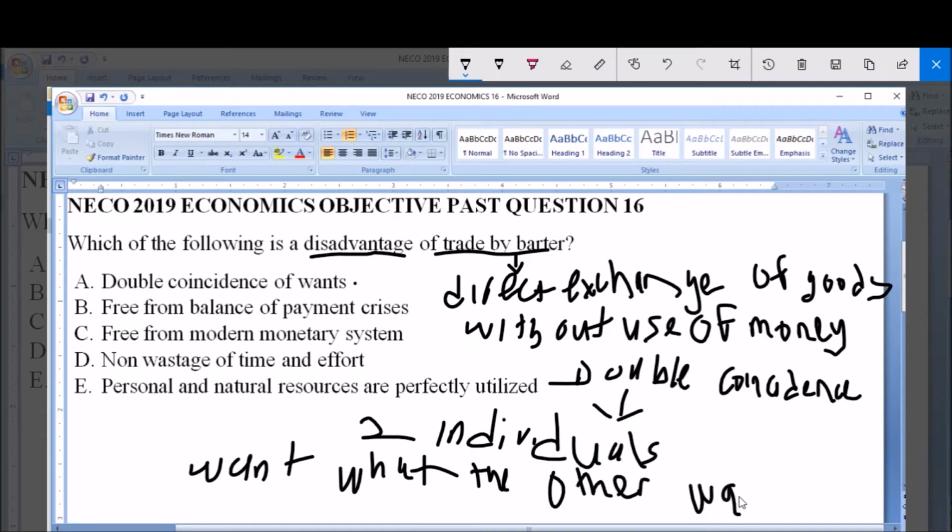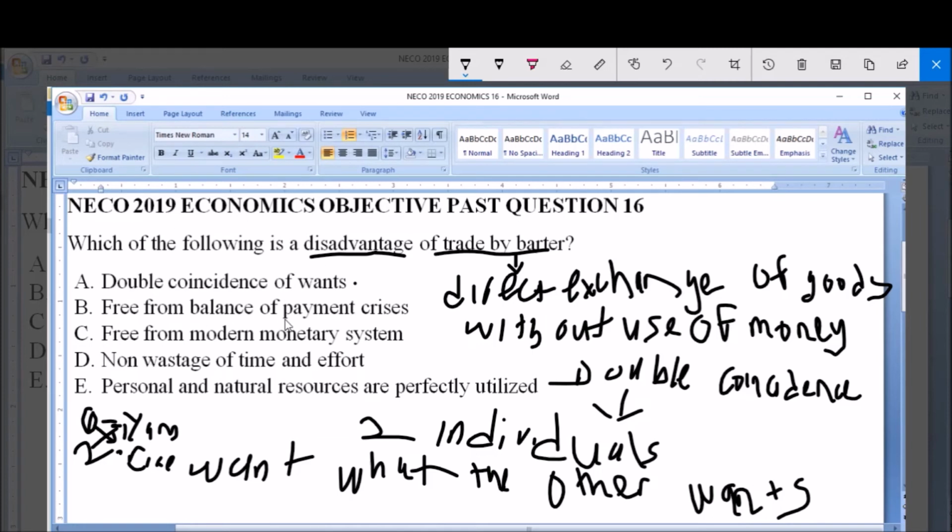So let's take, for example, you have two individuals, right? The first one has, let's say, yam, and the second has rice. Now, in order for trade by barter to take place, the first person that has yam has to want rice, and the second person that has rice has to want yam. So this is the condition. This is double coincidence of wants that has to be in place for trade by barter to take place.